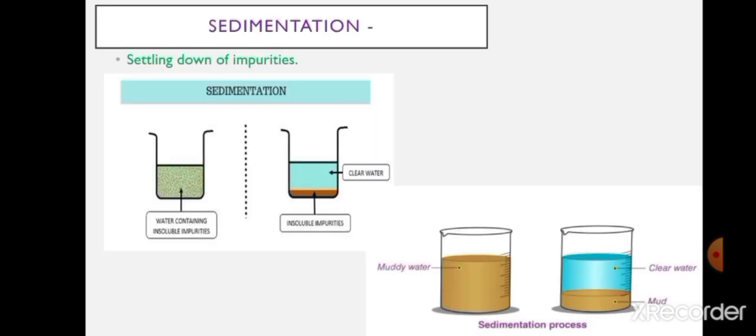Okay, first is sedimentation. What is sedimentation? You can see the picture also. If I dissolve mud in water, what happens after some time? The mud will settle down. If left undisturbed, it will settle at the bottom of the container. So this is the process of sedimentation, that is, settling down of sediments. The impurities settle down, so this process is known as sedimentation.